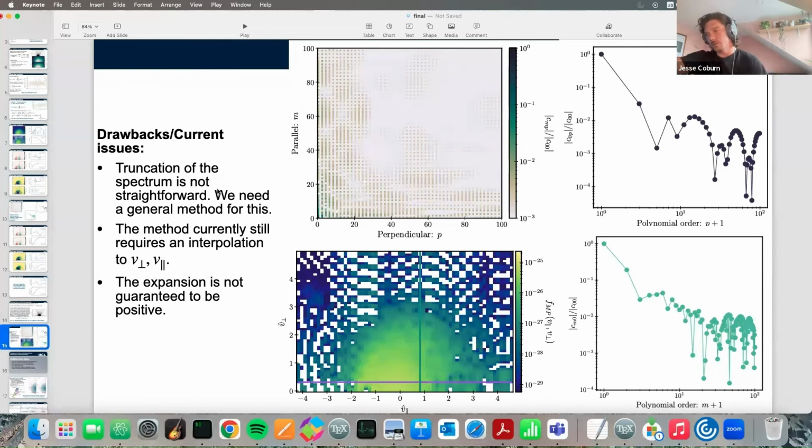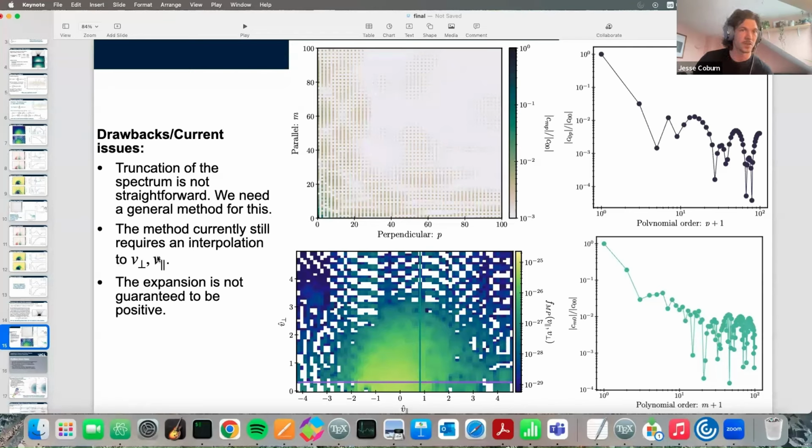Well, some of the work I'm going to show you today, I'm not doing case by case. In general, which ones to set to zero and which ones to keep is not a super straightforward question, so I'm looking for general methods on how to do this. The method currently still requires an interpolation to V-perp and V-parallel.